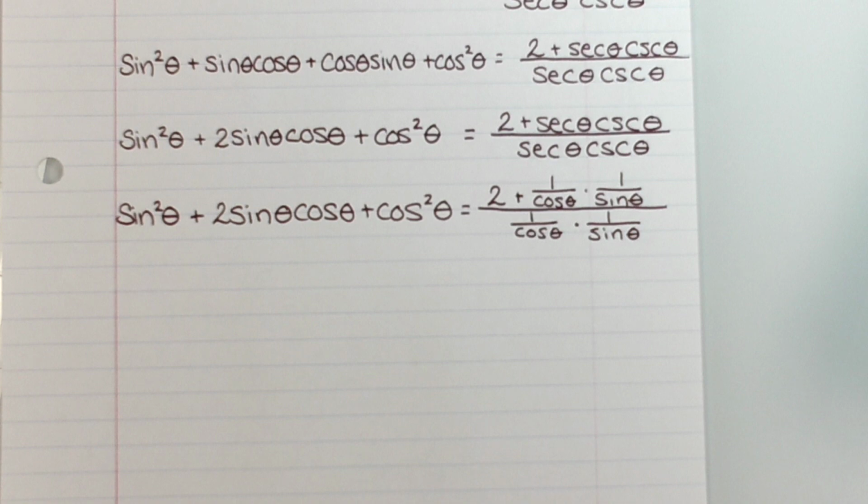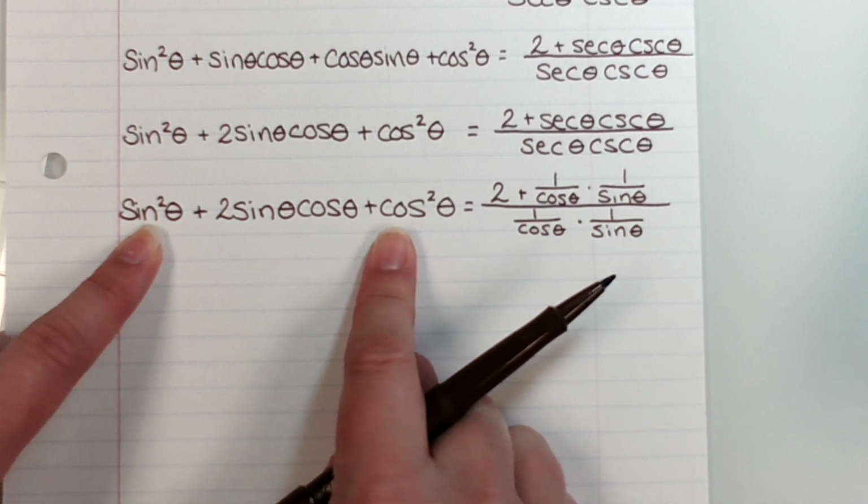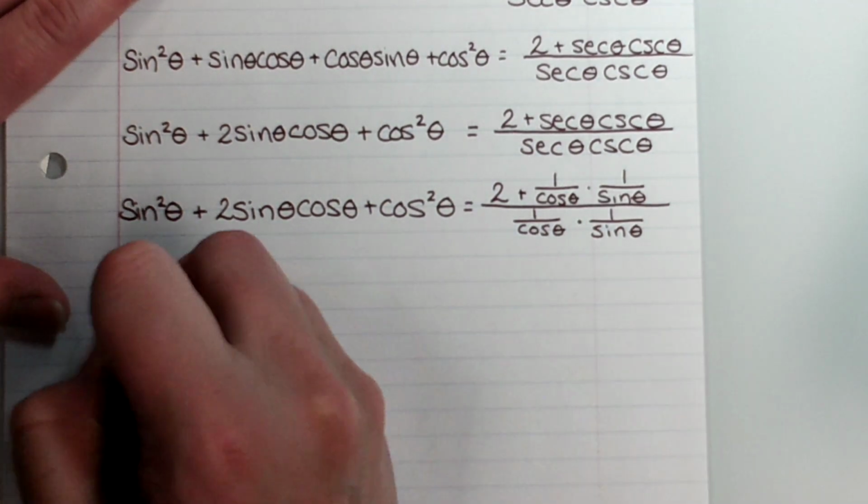Caitlin, now what? Can you change the sine squared and the cosine squared to 1 on the left side? Absolutely. Sine squared and cosine squared are getting added. Yeah, they're not right next to one another, but does order matter in addition? No. So that absolutely can become a 1.